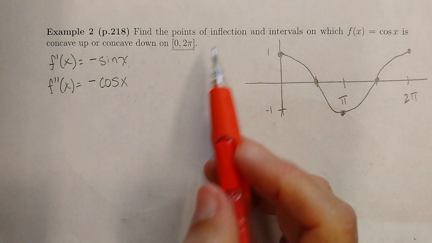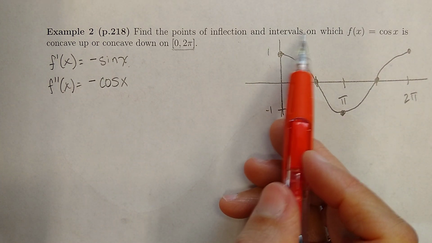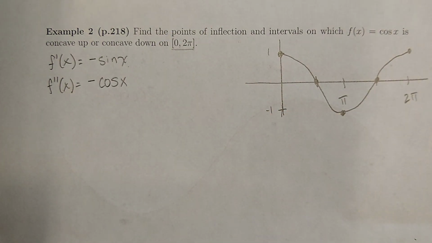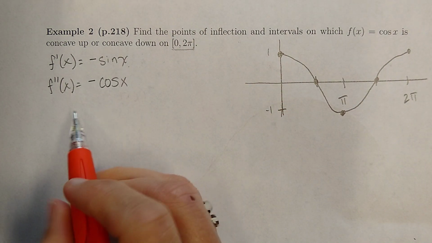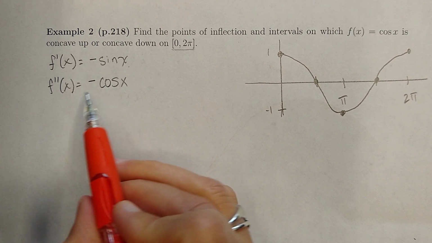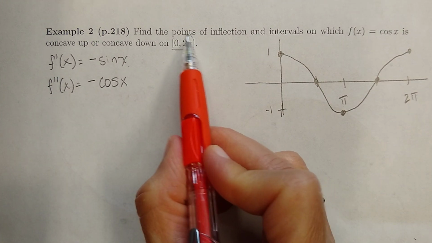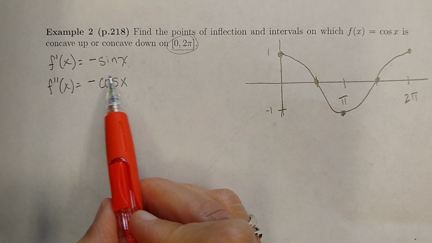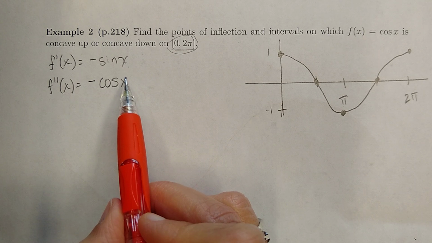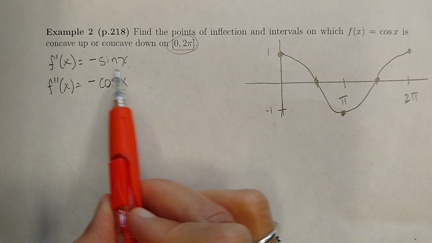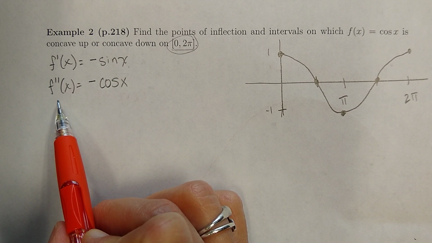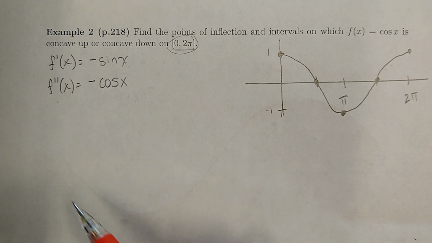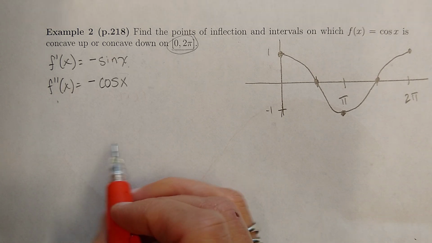Now we want to find the points of inflection and intervals on which the function is concave up or concave down. We can accomplish these two things at one time. So essentially, in the interval from 0 to 2 pi, I want to find where this second derivative is equal to 0, and where it's equal to 0 or doesn't exist, I'm going to look on either side of that to see if it changes sign.